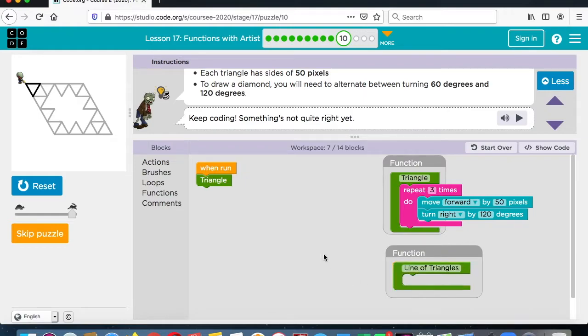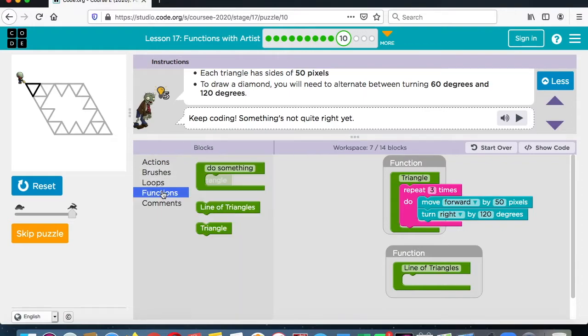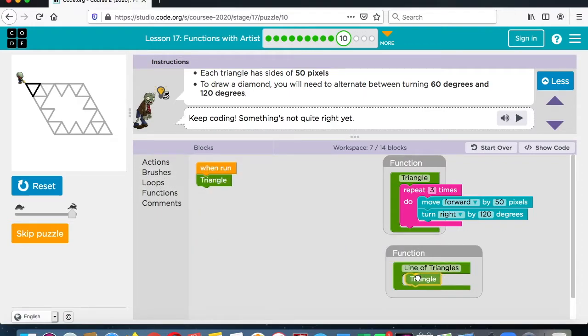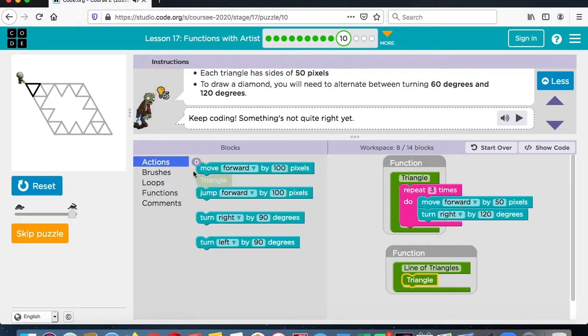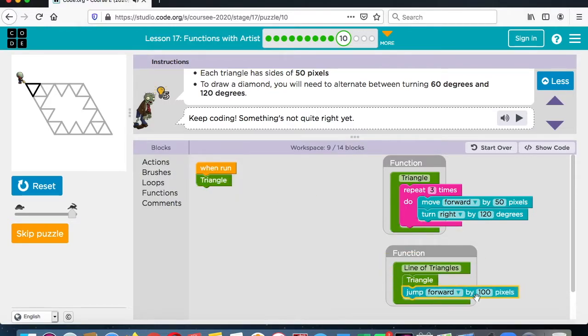Line of triangles. Now what's a line of triangles? Well, a line of triangles is going to be the function of drawing a triangle, and then you're going to jump forward by 50. So let's see if we do a line of it. Oh, what's wrong here? It didn't work here. Let's see what didn't work.